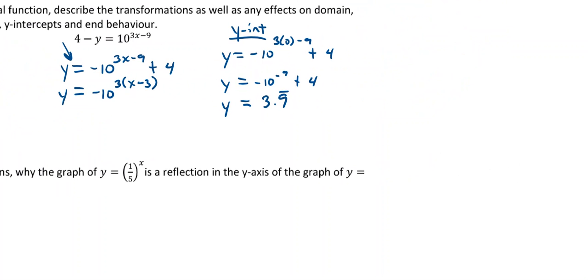Okay. So then x-intercept. In this case now we're just going to throw in 0 for y, right? So in this case it would be 4 minus 0. This is the original. Wouldn't really matter, but I'll do it this way. 4 minus 0 is equal to 10 to the power of 3x minus 9. So then we end up with just 4 is equal to 10 to the power of 3x minus 9.